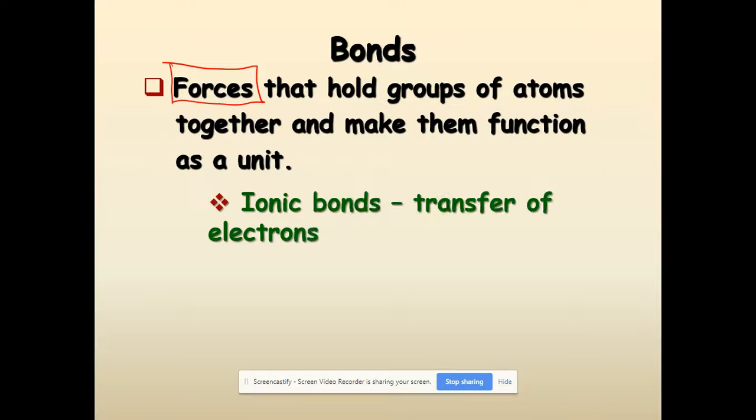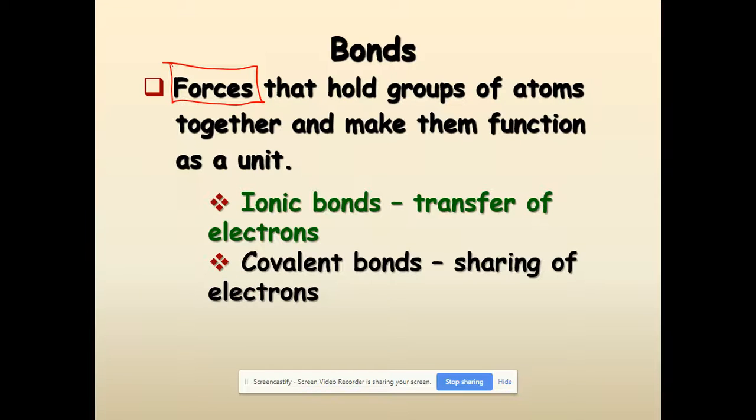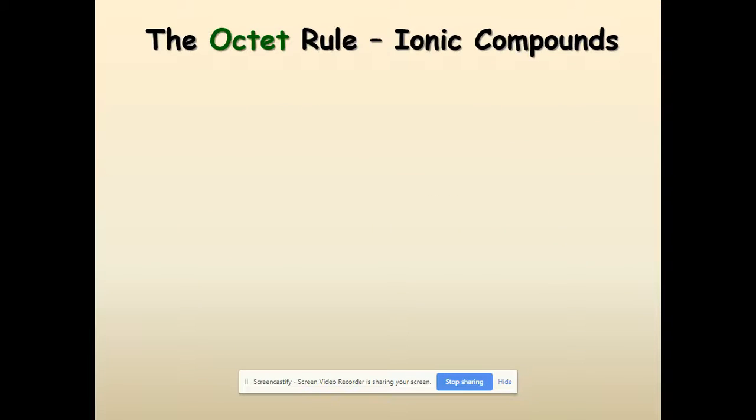It's just a force. Ionic bonds get that force from the transfer of electrons. Their opposite charges are what bond them together, or what create that force to hold them together. And then covalent compounds, they share electrons, and that desire to have that full octet as a result of the sharing, that's what drives the force to hold those things together.